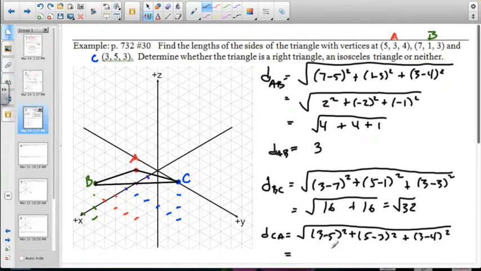So looking at that, it looks like we have the square root of negative 2 squared, which is 4, 2 squared, which is, again, 4, and negative 1 squared, which is 1. So it looks a lot like that one. So we know that the distance here is 3. So we've got two sides that are the same length here, these guys right here. And so this triangle has got a side that's parallel to the tabletop, and then this point that kind of comes up a little higher. So we have two sides the same length, so we definitely have an isosceles triangle.